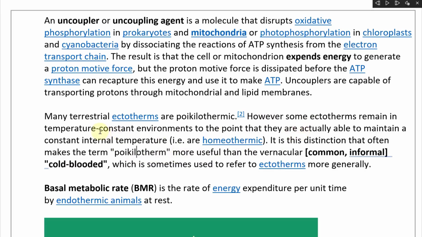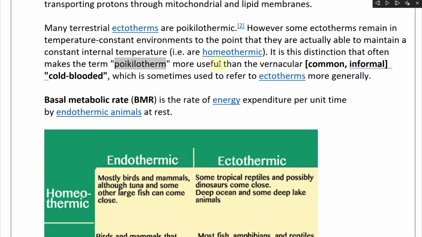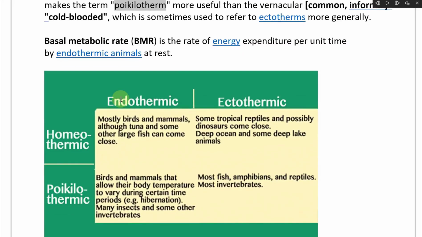Because some of the other ectotherms remain in temperature constant environments where they can eventually just maintain a constant internal temperature, so are homeothermic, and hence not the typical type of cold-blooded that is often thought of when using this term, which is used to refer to ectotherms in general. But this is a better term to use than cold-blooded when referring to non-homeothermic ectotherms. Anyways, continue further.